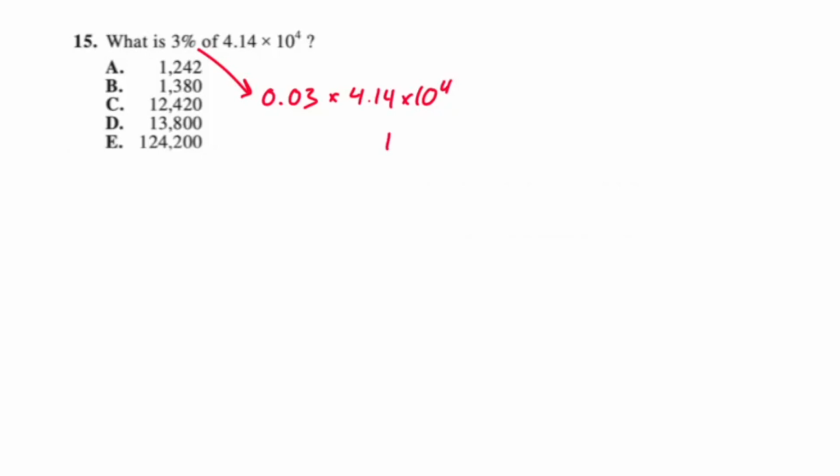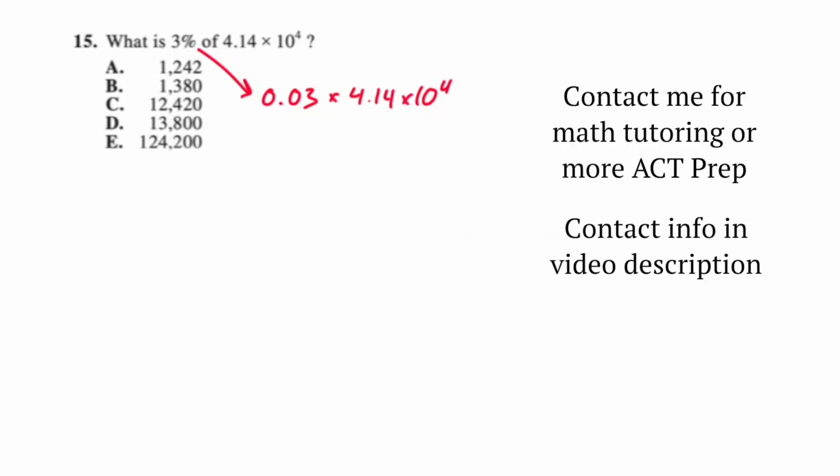Now 10 to the 4th power just means there's a 1 and then 4 zeros. And then if you multiply that by 4.14, it would be 41,400. And then we just need to multiply that by 0.03. And if you do type all that in, you should get 1,242, which is answer A. And this falls under the category algebra.